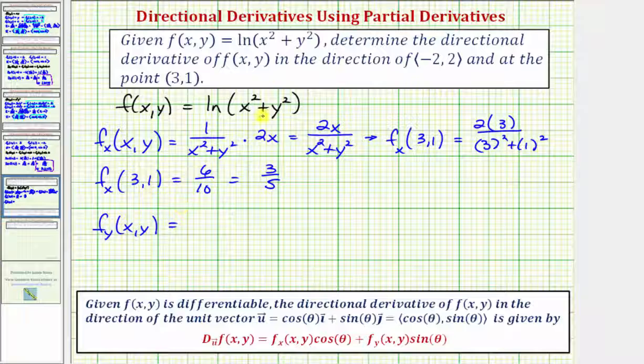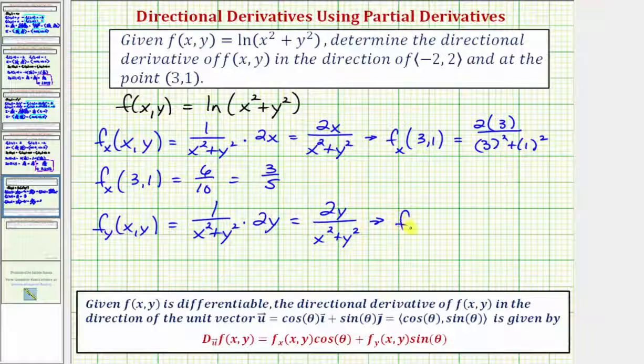So now we're treating x as a constant and differentiating with respect to y. So the derivative of natural log of the quantity x squared plus y squared with respect to y would be 1 over the quantity x squared plus y squared times the derivative of x squared plus y squared with respect to y, which would be 2y. Again, the derivative of x squared with respect to y would be 0 because we're treating x as a constant. So here we have 2y divided by the quantity x squared plus y squared, which we now need to evaluate, again at the point 3, 1.